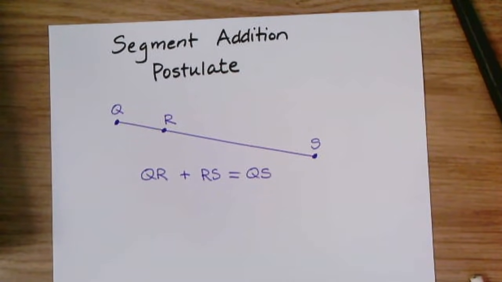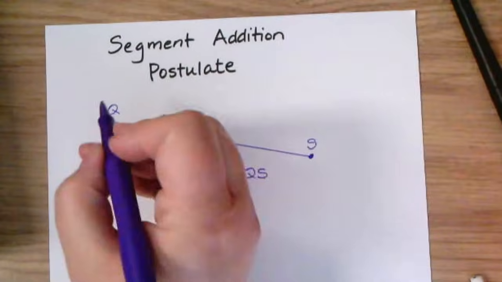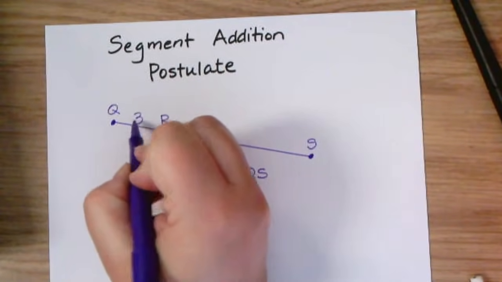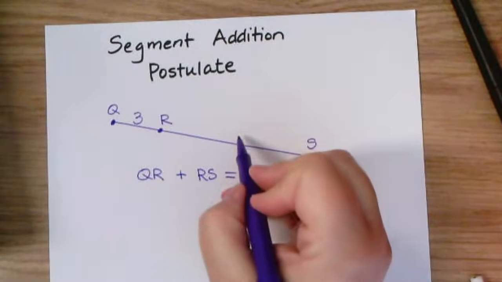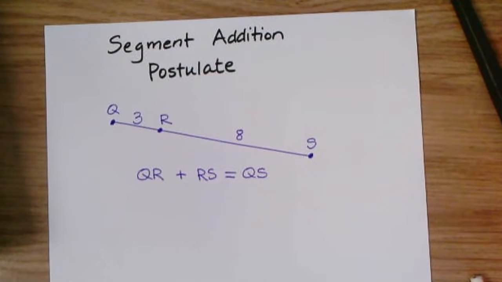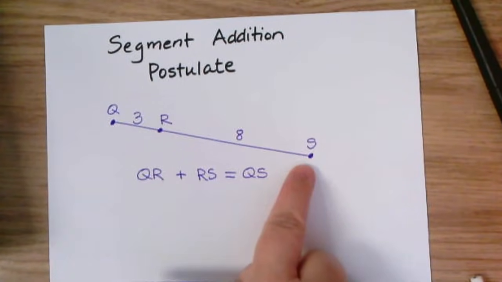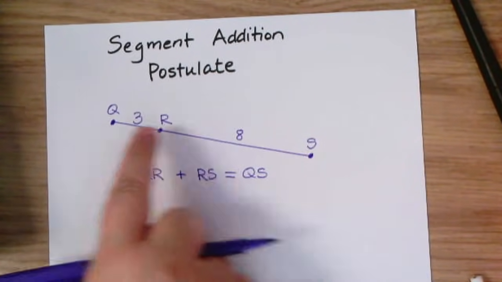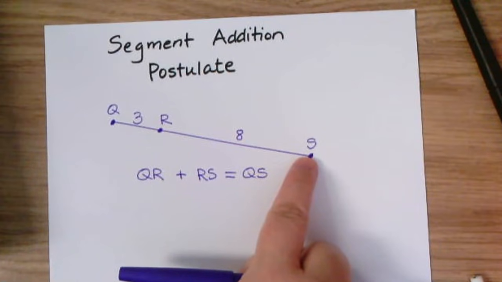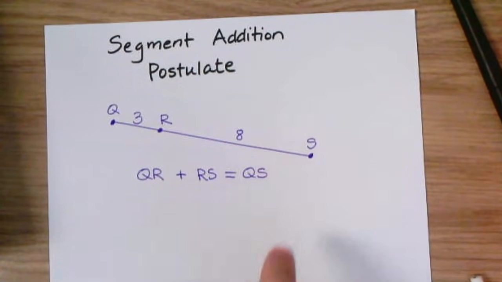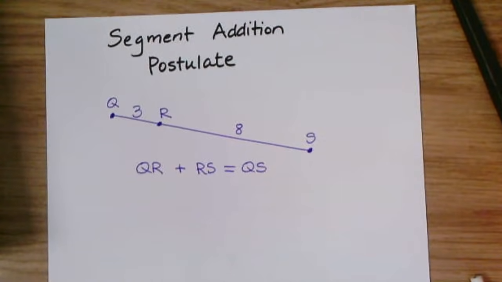All right, it's really not as formal or unintuitive as it seems. It really kind of makes sense. Like if I said, okay, what if QR is 3 centimeters and RS is 8 centimeters, and then I asked you how long all of QS would be? Well, then you would probably instinctively say, well, if this part's 3 and this part's 8, I'm going to put them together, and the whole thing is 3 plus 8, which is 11. So that's really all the segment addition postulate says. It's how we use that that makes it a little bit more than that.